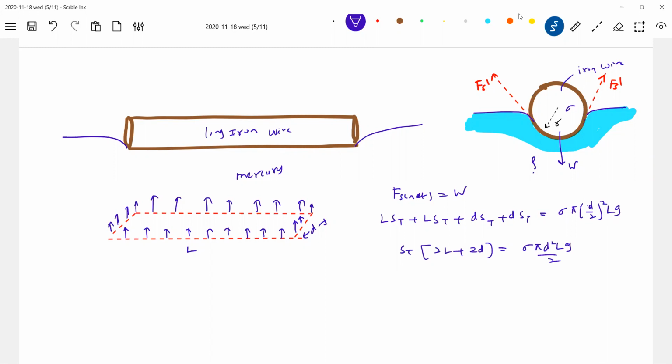Now it's a long wire, no? So definitely L will be very much greater than D. Therefore this equation will become ST into 2L equal to sigma pi d square.